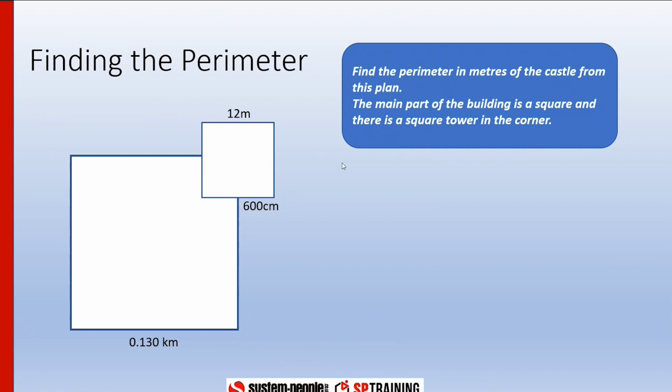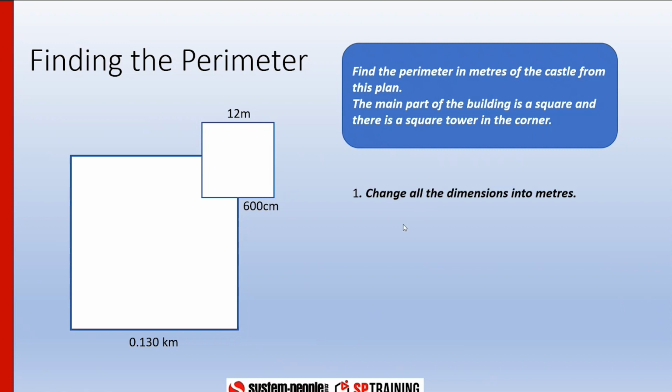And you're asked to find the perimeter in meters of the castle from this plan. So if you were to go around the whole walls, how far would it be in meters? So the main part of the building is a square, as we've already mentioned, and this tower in the corner is also a square. So we're looking at going around this whole area here and out around the tower and back in again.